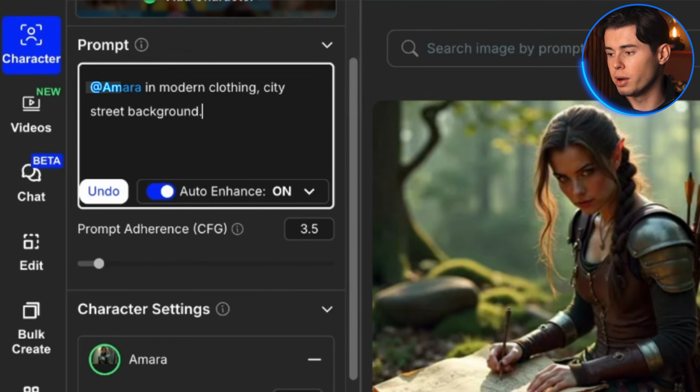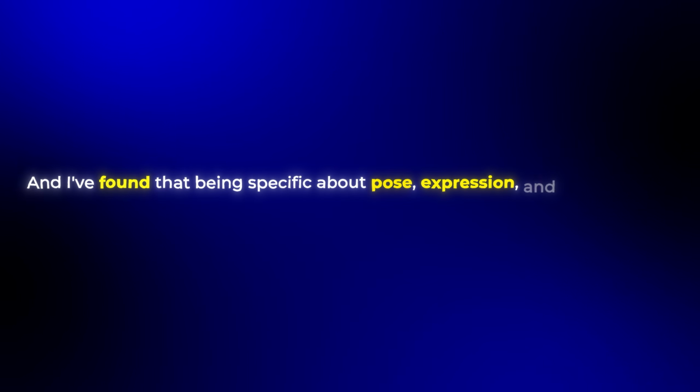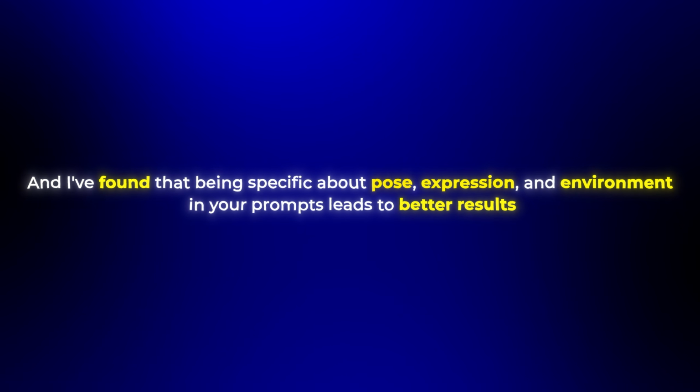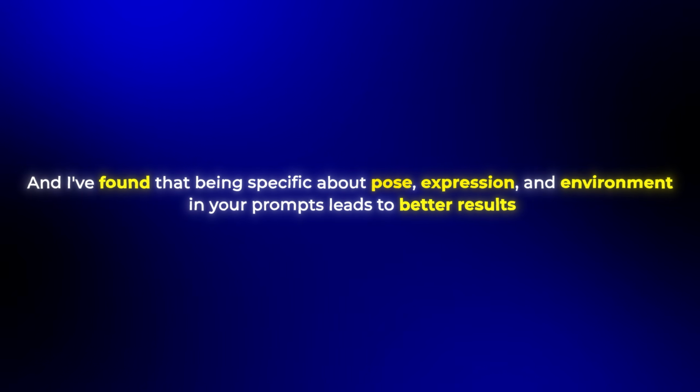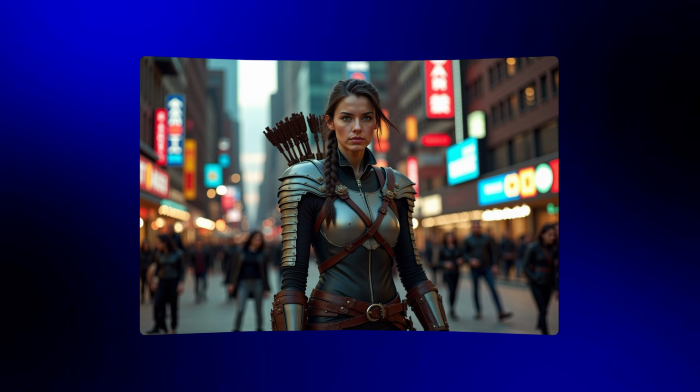Always include your character's name at the beginning of the prompt. This is how the system knows to use your character model, and I've found that being specific about pose, expression, and environment in your prompts leads to better results. The more guidance you provide, the better the AI can understand your vision while maintaining your character's consistency.